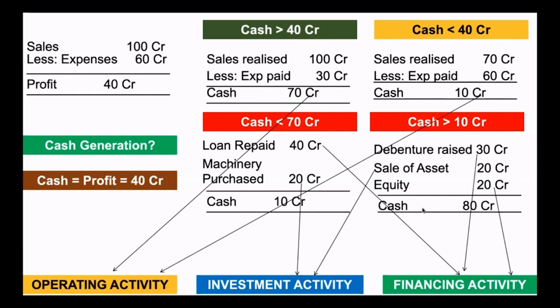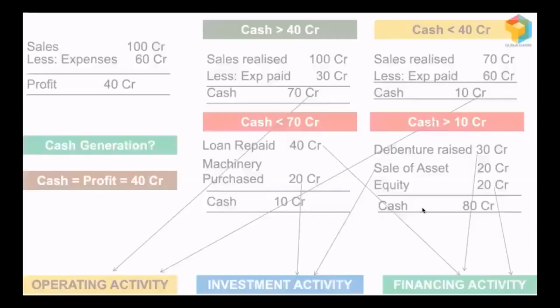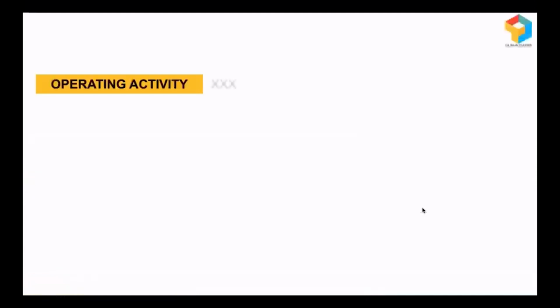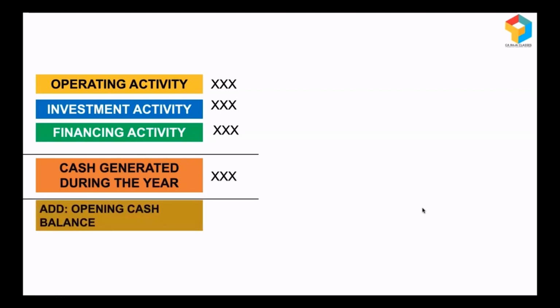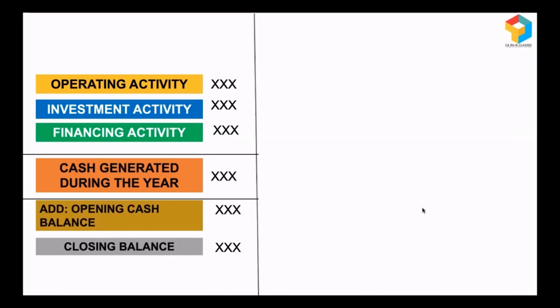So what we can infer is, in business, cash can come in and go out under 3 activities: operating activity, investment activity, and financing activity. So in a year, if you capture all this, cash flows from operating, investment, and financing activity, and total them, you get to know what is the cash generated during the year. And with this, if you add the opening cash and cash equivalents, automatically you will get the closing cash and cash equivalents position.